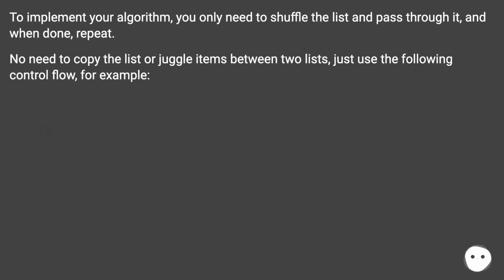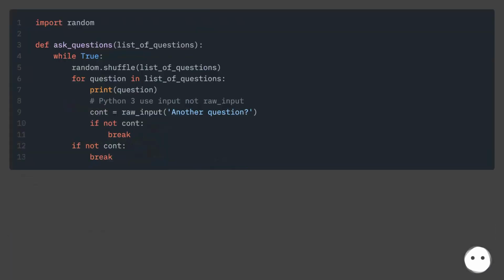To implement your algorithm, you only need to shuffle the list and pass through it, and when done, repeat. No need to copy the list or juggle items between 2 lists, just use the following control flow, for example.